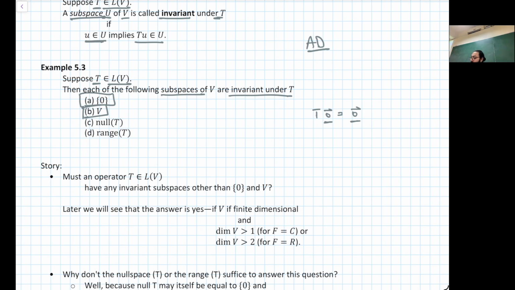Exactly. It's a linear operator, right? So any vector U in V, this will be inside V. It cannot go outside by definition of a linear operator. Right? These are completely trivial things. I'm just making sure that the notation is clear.